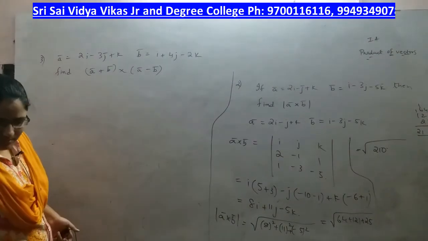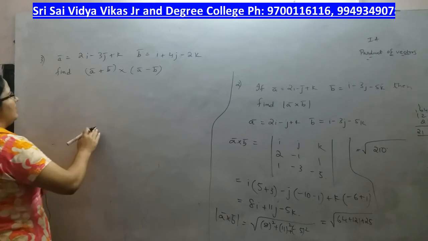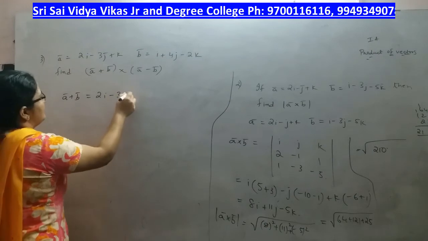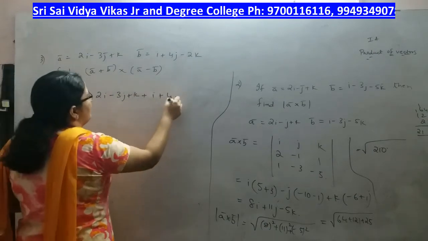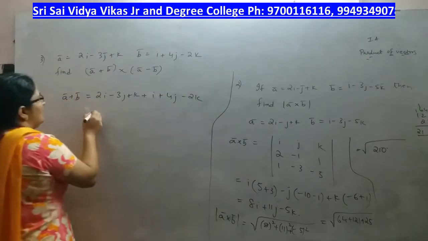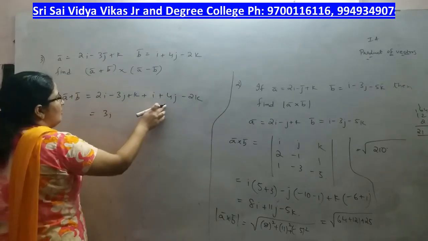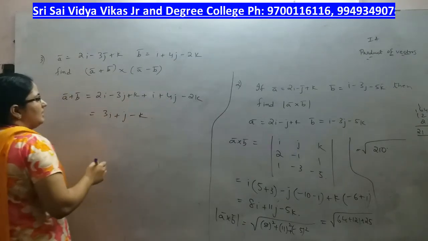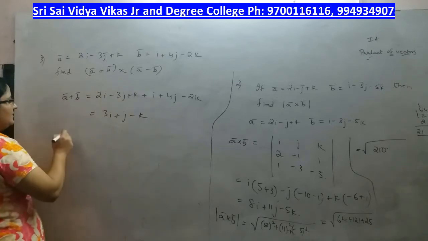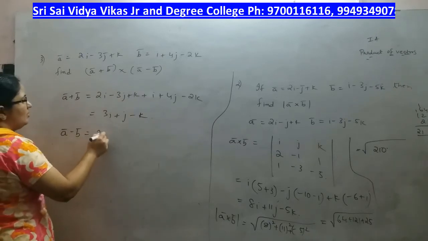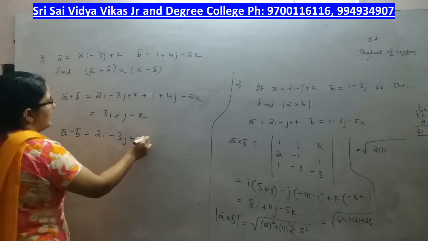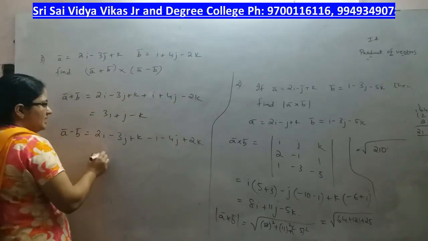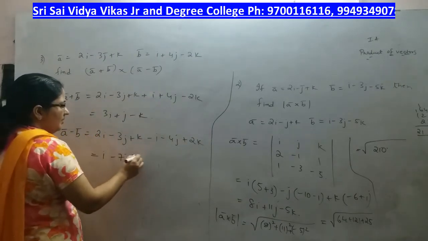Now, a bar plus b bar is nothing but 2i minus 3j plus k plus i plus 4j minus 2k: 2i plus i is 3i, 4j minus 3j is j, k minus 2k is minus k. This is a bar plus b bar. a bar minus b bar is 2i minus 3j plus k minus i minus 4j plus 2k, which is i minus 7j plus 3k.